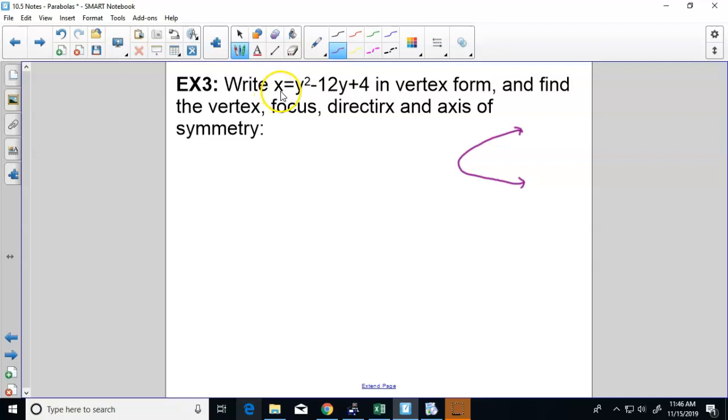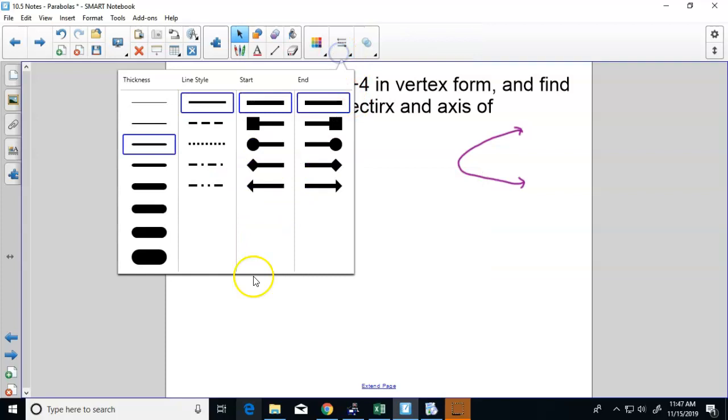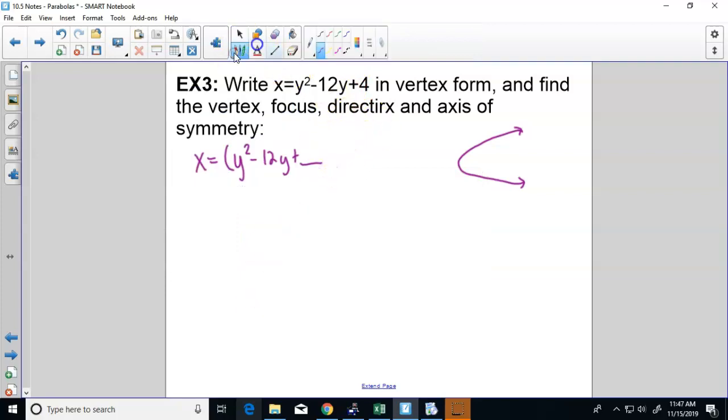And we know it's to the right because it is an x. We know it's either right or left because it's an x equals. We know it's to the right because our y squared is positive. Good. All right, so we've got to put this in vertex form before we can really figure anything else out. So this time, there's no number to factor out for your y. So we're going to have y squared minus 12y plus blank, plus 4, and then I'm going to put me a minus blank over here.